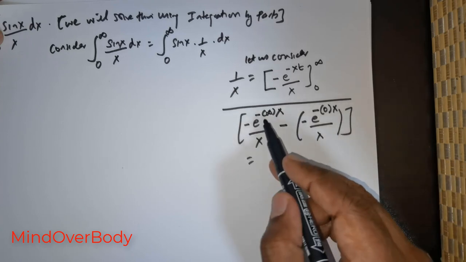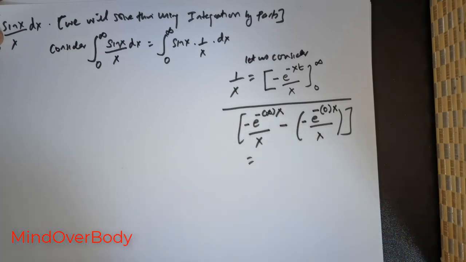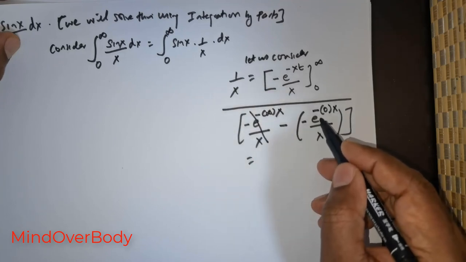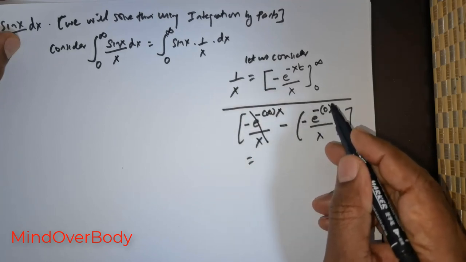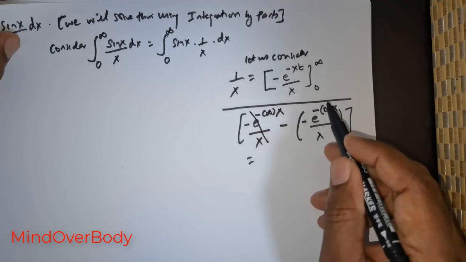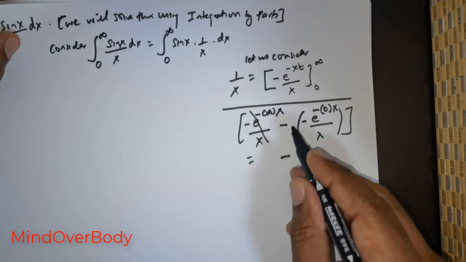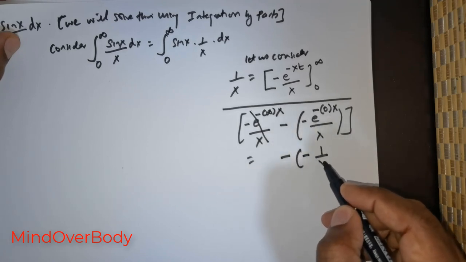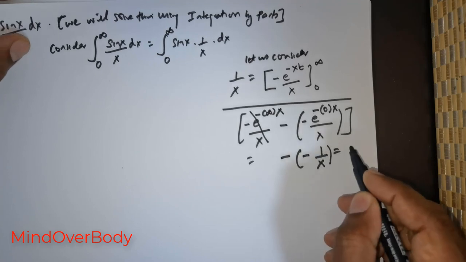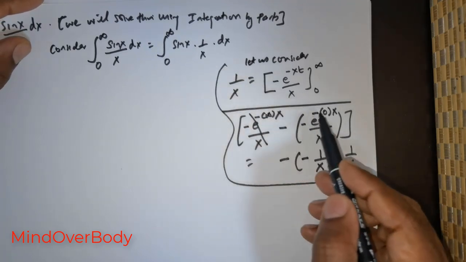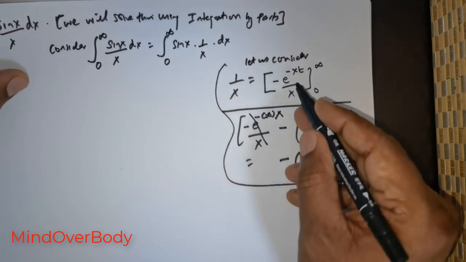Now, e raised to the power of negative infinity is going to be 0. And e raised to the power of negative 0, that's going to give you 1, since 0 times x is 0, so e raised to the power of 0 is 1. So you have a negative sign here and a negative sign, and this is 1 over x. Ultimately, you are going to get 1 over x. Fair enough, right? So this representation holds good.